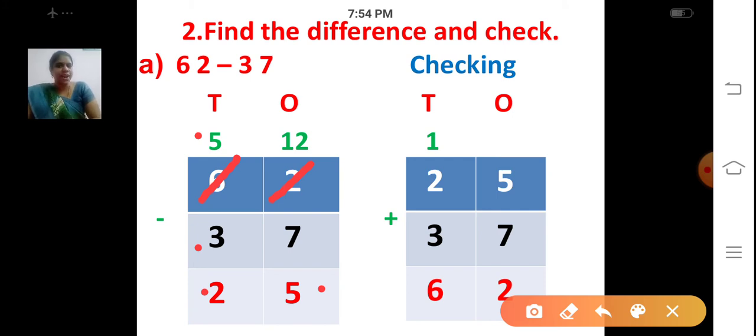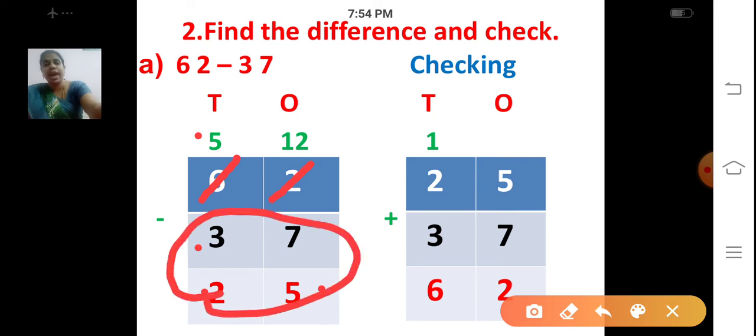Now whether we have subtracted the two numbers correctly, how to check that? So now we are going to add the difference. Don't forget, we are going to add the difference to the smaller number. Shall we add these two numbers now? Yes, 25 plus 37, so that you will get the bigger number, so that you should get 62. If you are getting 62, then our answer is correct. We subtracted the two numbers correctly.